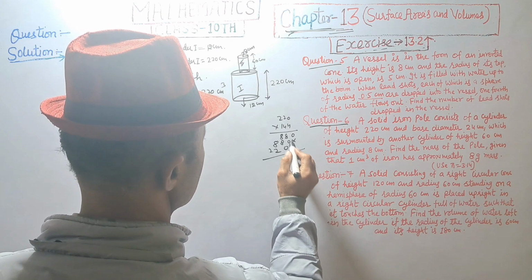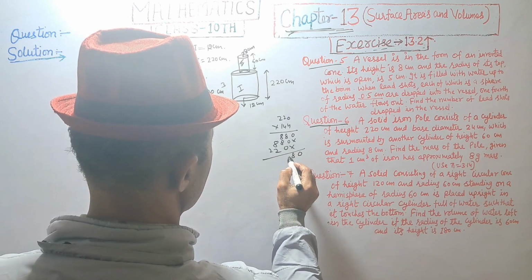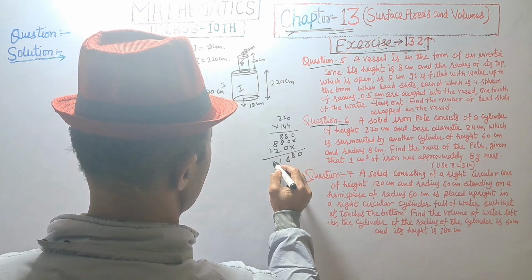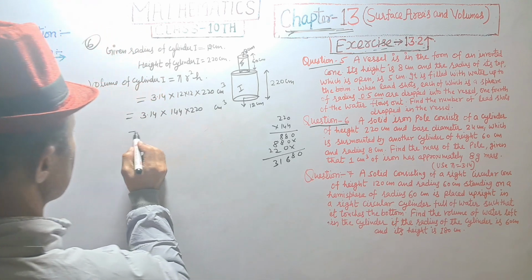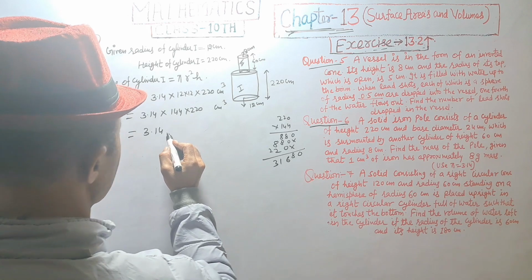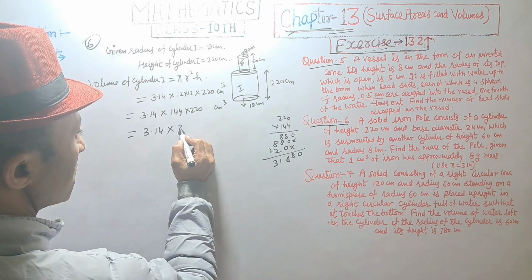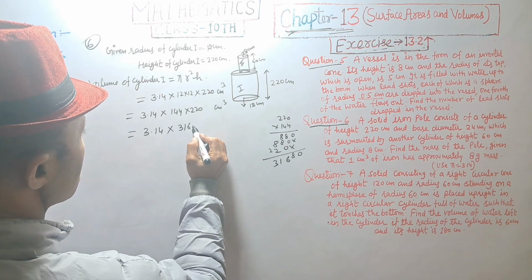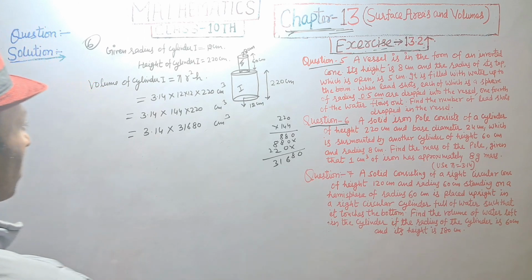that is equal to 31680 centimeter cube is equal to 3.14 into 31680 centimeter cube.